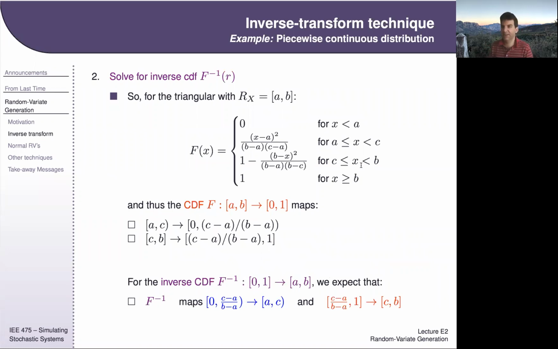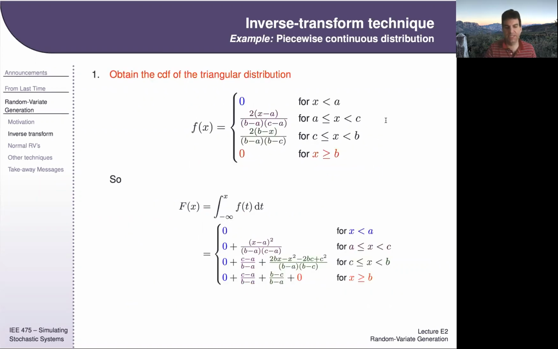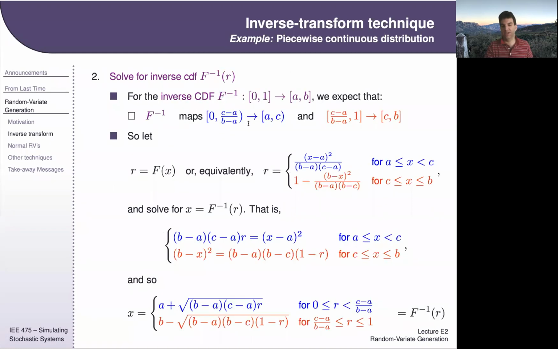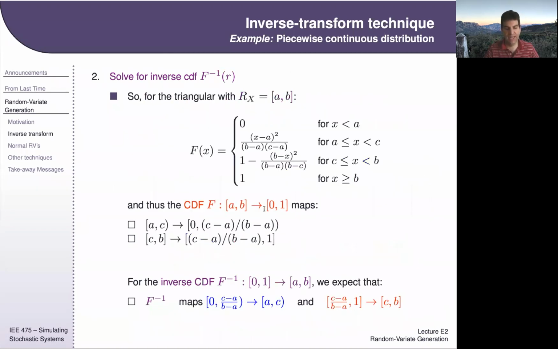To invert it, that's another kind of interesting thing where, again, we're only going to focus on the pieces that had positive density. And so those are going to be these middle 2 branches. They eat up all of the density. So that's where we're going to focus on for our inverse. And so we say that if our CDF maps from A to B to 0 to 1, what does the inverse do? Well, the inverse is going to map from 0 to 1 to some range, A to C, and then from C to B to that other range.